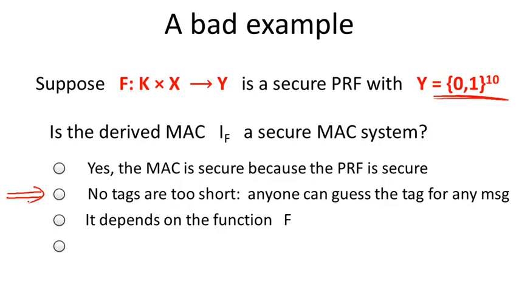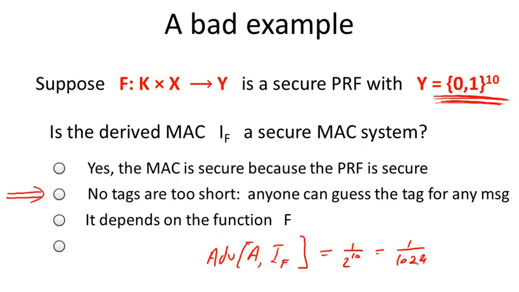So consider the following simple adversary. What the adversary will do is simply choose an arbitrary message M and just guess the value of the MAC for that particular message. Now, because the tag is only 10 bits long, the adversary has a chance of 1 in 2^10 of guessing the MAC correctly. In other words, the advantage of this guessing adversary, one that simply guesses a random tag for a given message, against the MAC is basically 1 over 2^10, which is 1 over 1024, and that's definitely non-negligible. So the adversary will successfully forge the MAC on a given message with probability 1 in 1000.